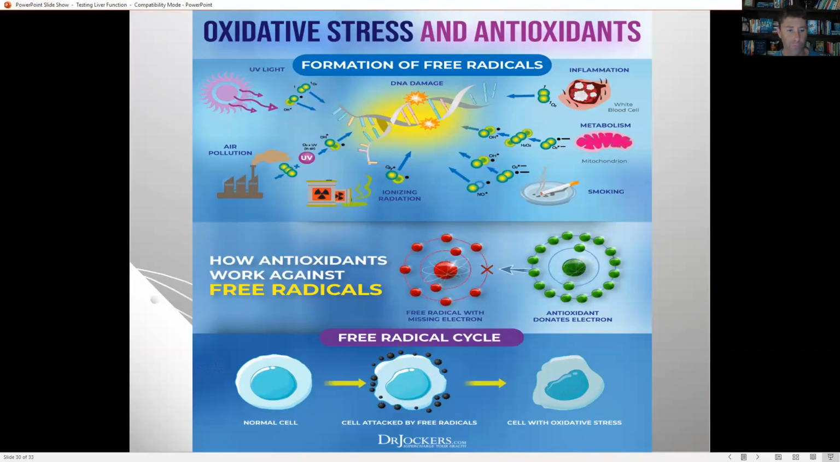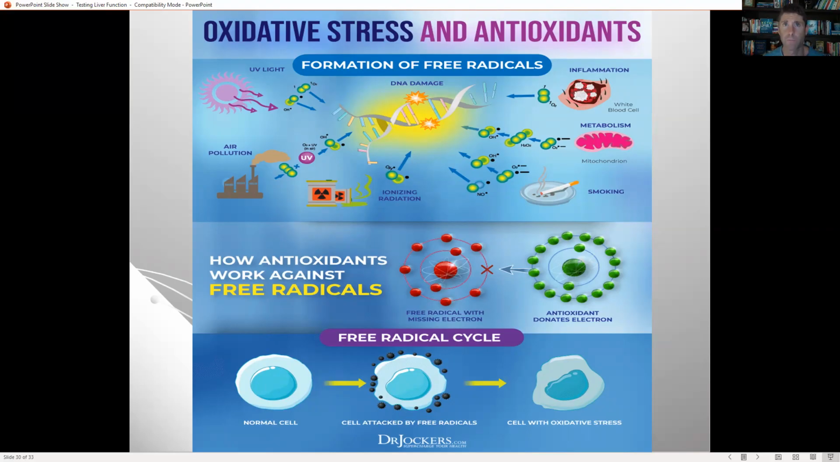Now, oxidative stress, I'm sure most of you guys listening have heard of this, but we're exposed to all these different things that create oxidative damage: UV light, air pollution, ionizing radiation, inflammation, infections, smoking, right? All this stuff creates oxidative stress.